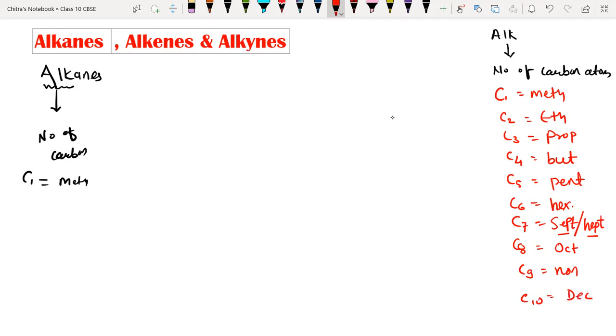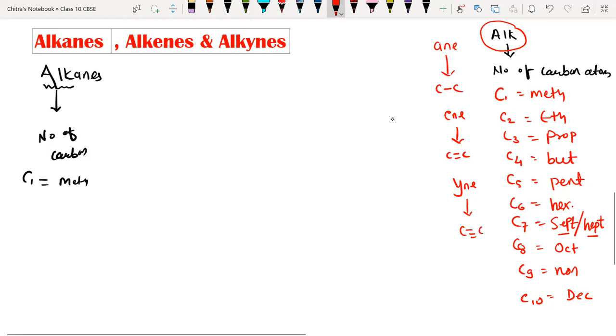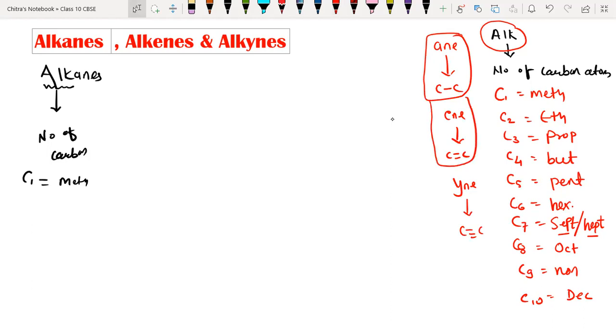So alk represents the number of carbon atoms. And here we have A, N, and E. We use ane if the carbon has all single bonds. We use ene if at least one carbon double bond is present. We use yne if at least one carbon triple bond is present. So these three things you have to remember: alkanes, alkenes, and alkynes. Here ane, ene, and yne represent the carbon single bond, double bond, and triple bond.